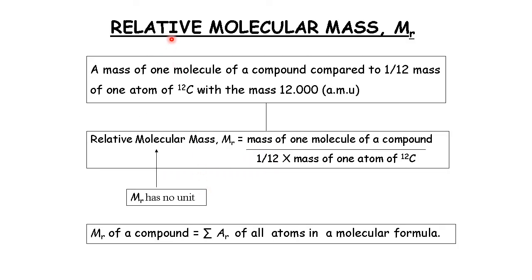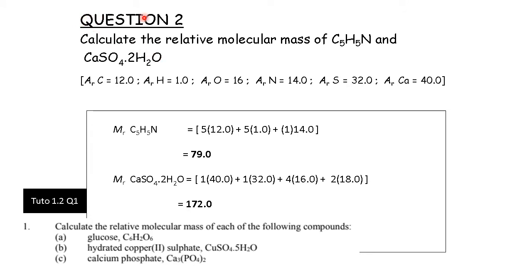Okay, for relative molecular mass, the concept is exactly the same as relative atomic mass, but this one is for one molecule. So relative molecular mass, no unit as well, is the sum of the relative atomic masses of all atoms in the molecular formula. Now, question 2 asks about the relative molecular mass of these two compounds.